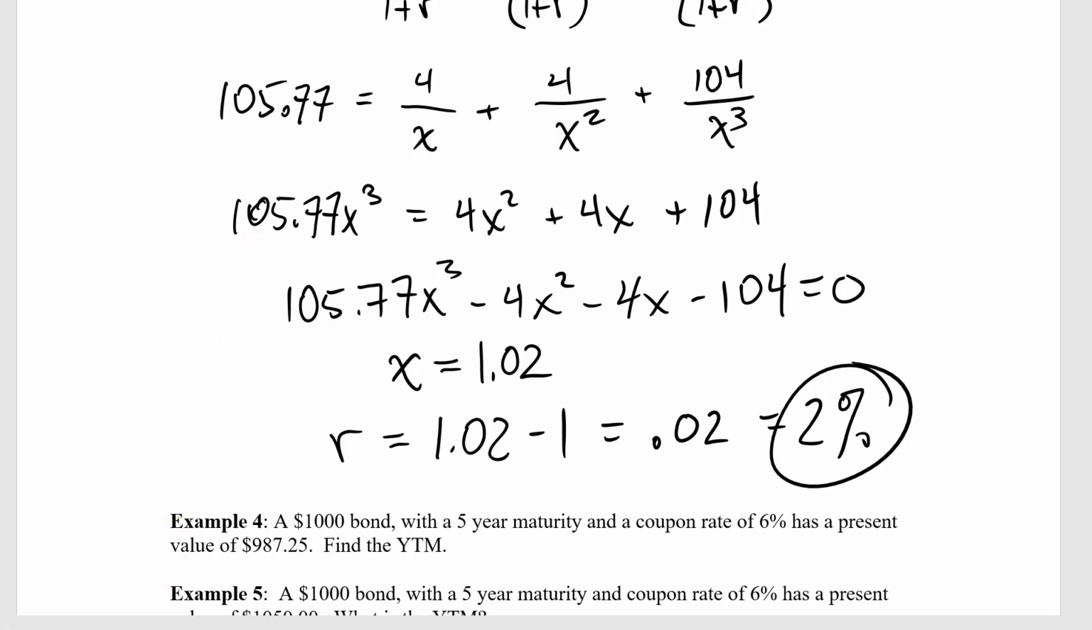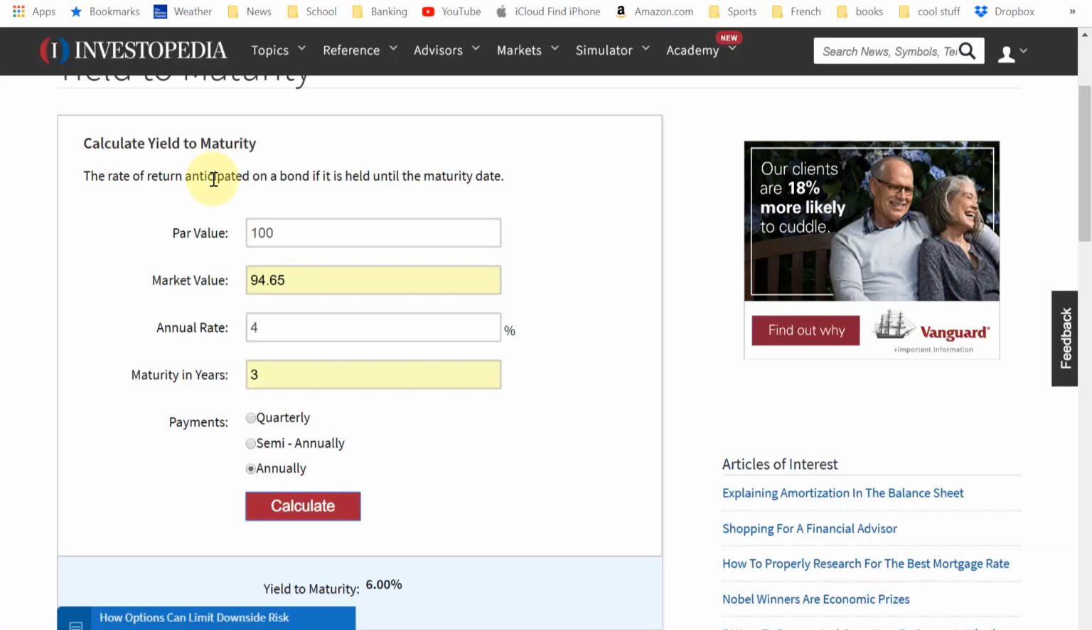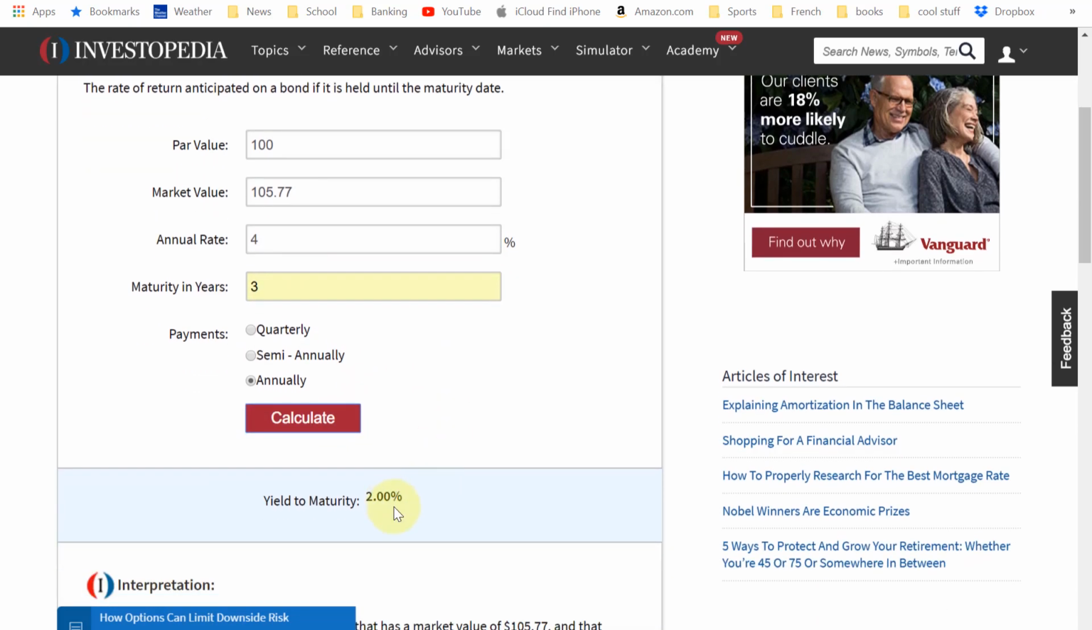We could check that also with the calculator on Investopedia. So if I went to 105.77 was the market value with the annual rate, the coupon rate, the same and the par value the same, 3-year maturity the same. So now we're down to a 2% yield to maturity.